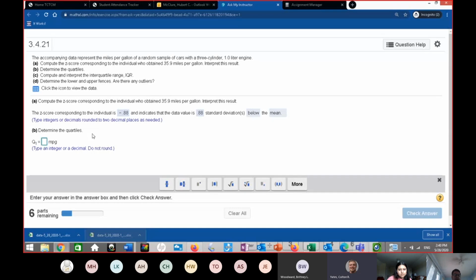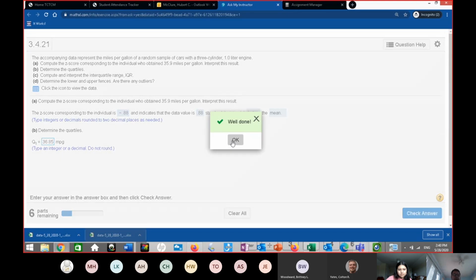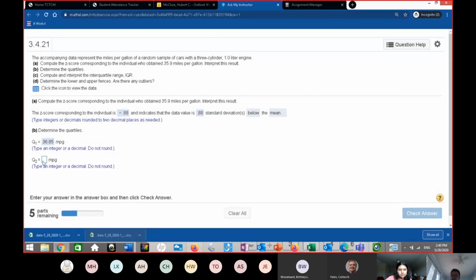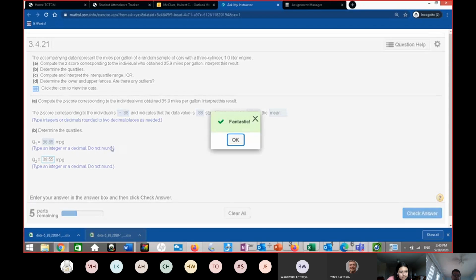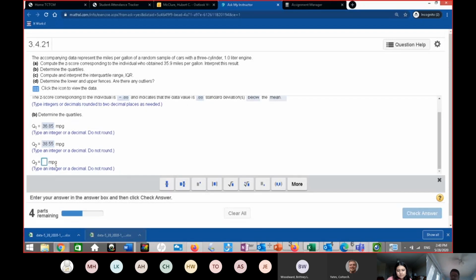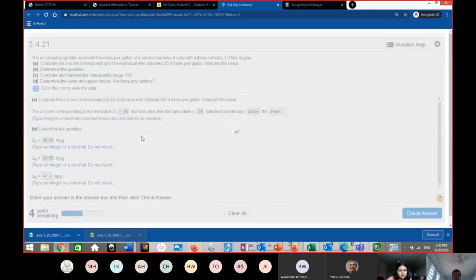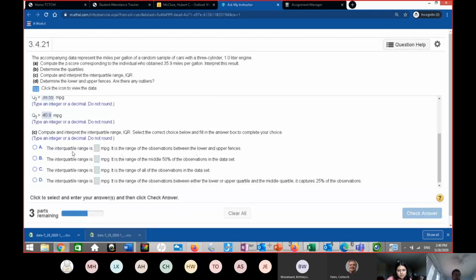And Q sub 1, what do we say, is 36.85. And this is a test question. Q sub 2 is 38.55. And Q sub 3 is 40.9. And compute and interpret the interquartile range. We said it was 4.05.